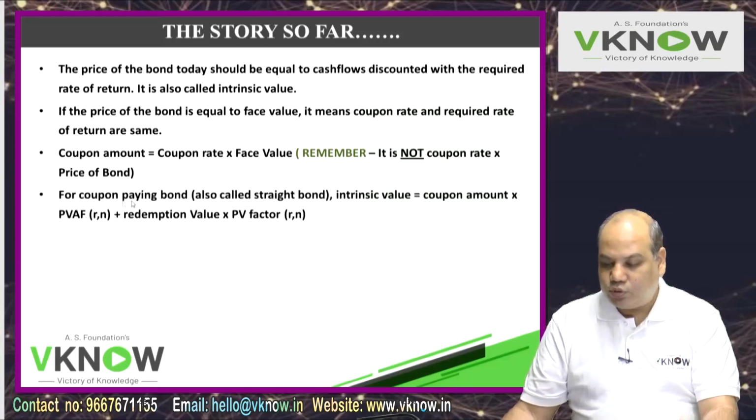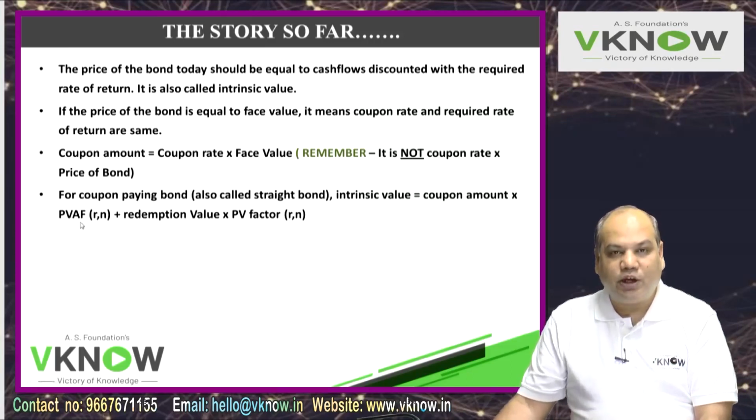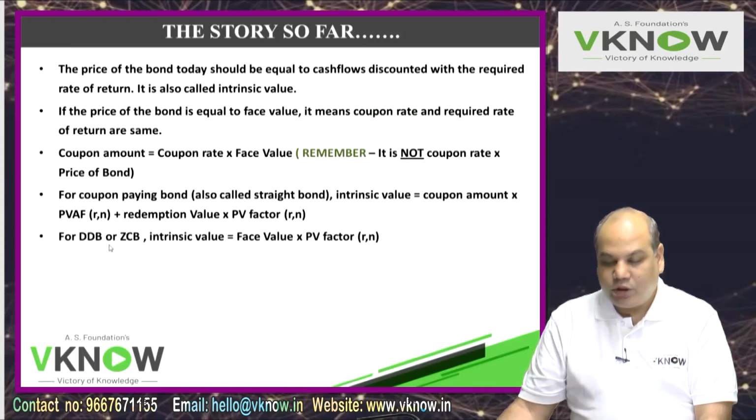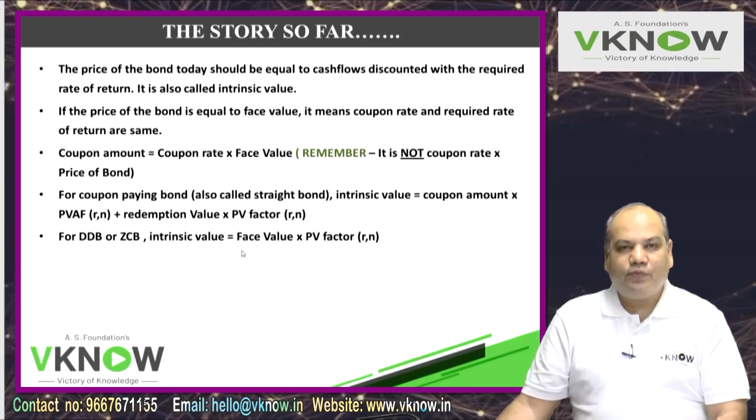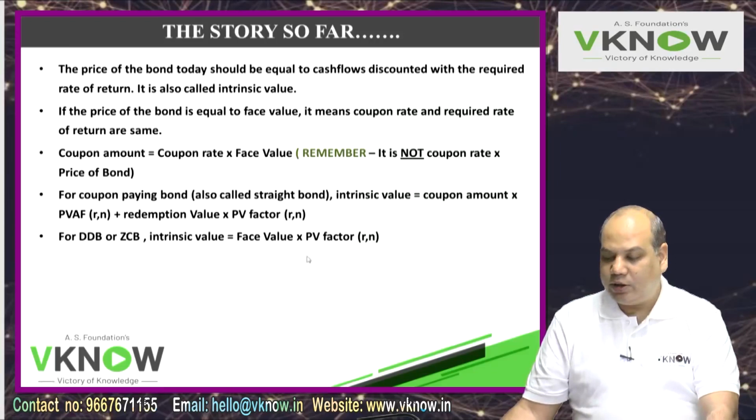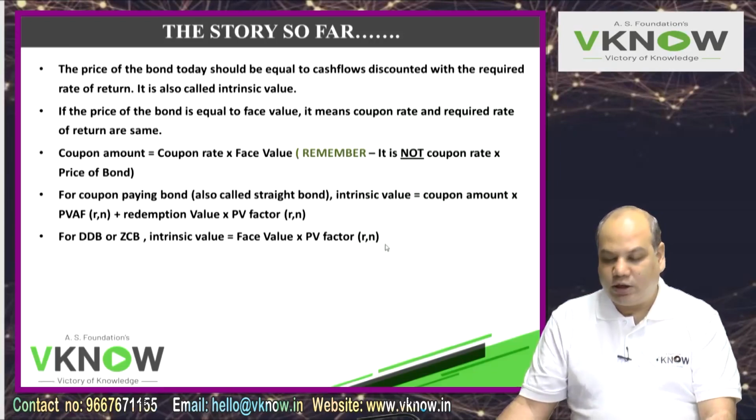And for a coupon bond, also called a straight bond, the intrinsic value is equal to what we did in the last 4 questions: coupon amount into PV annuity factor given R and N, plus redemption value into PV factor given R and N. For a deep discount bond or zero coupon bond, the intrinsic value is equal to face value multiplied by PV factor for given R and N.